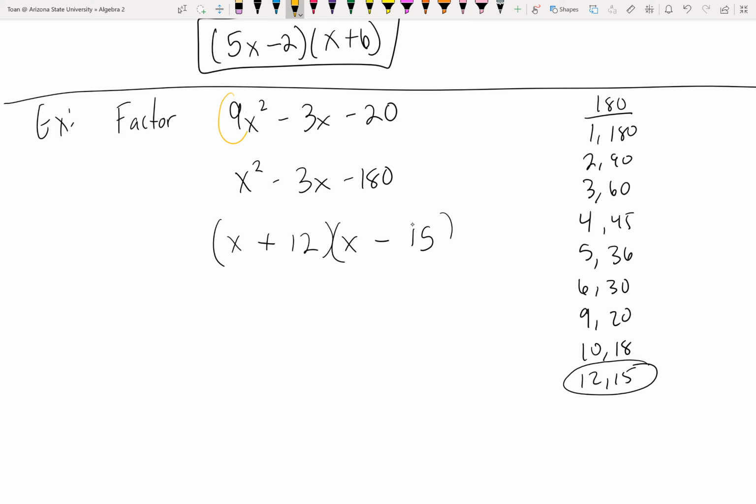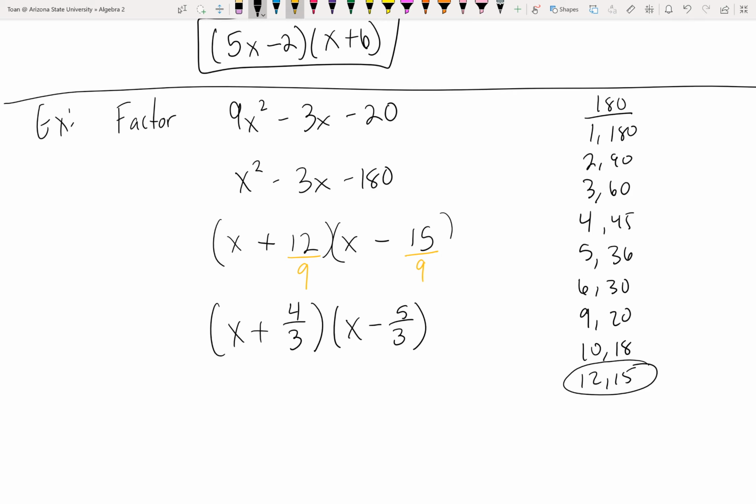Our original leading coefficient was a 9, so I need to divide all the numbers by 9. And then we'll go ahead and reduce them as much as possible. So 12 over 9 I can reduce by 3. I can divide out a 3 from both of those numbers. So if I reduce it, that gives me a 4/3. And then 15 over 9, I can reduce it by 3 as well. So that reduces to 5/3.